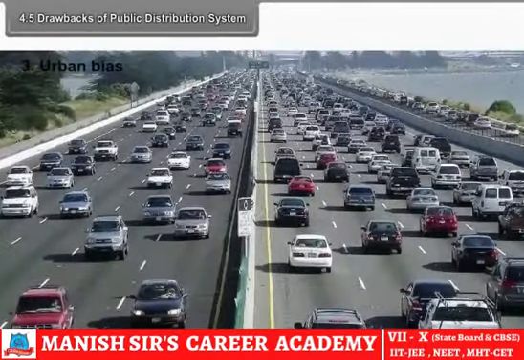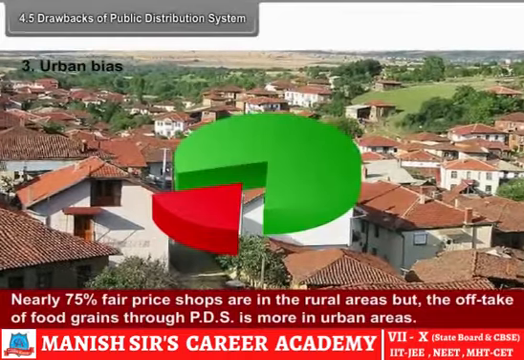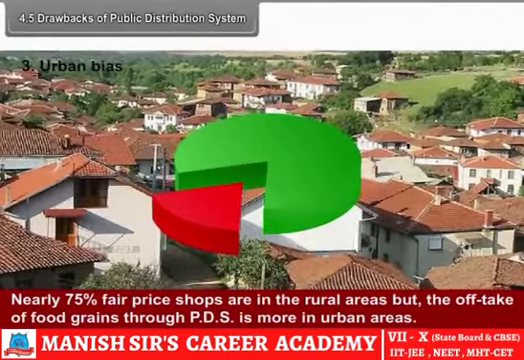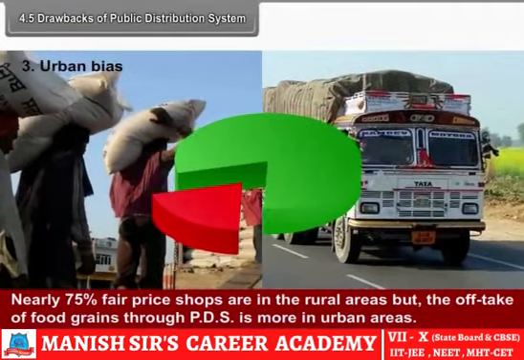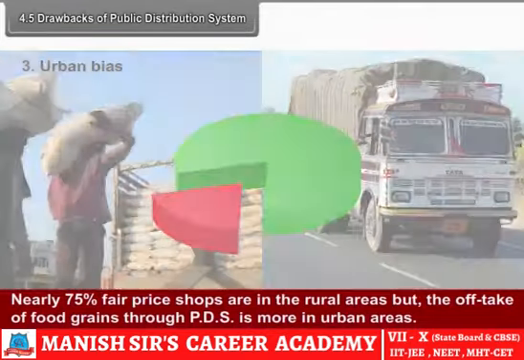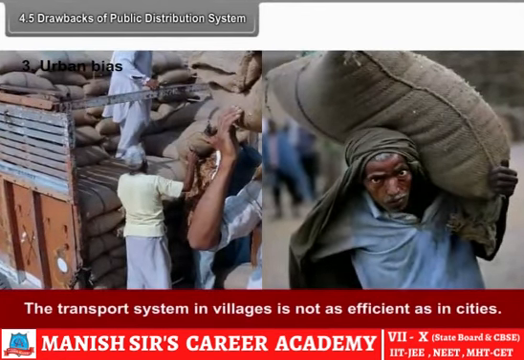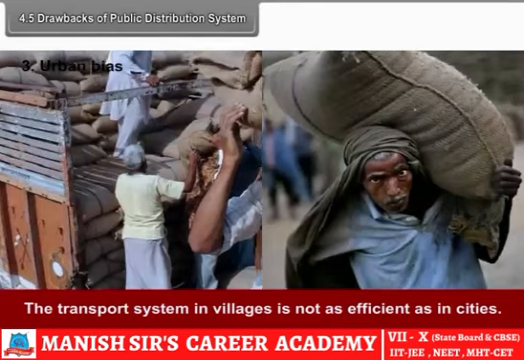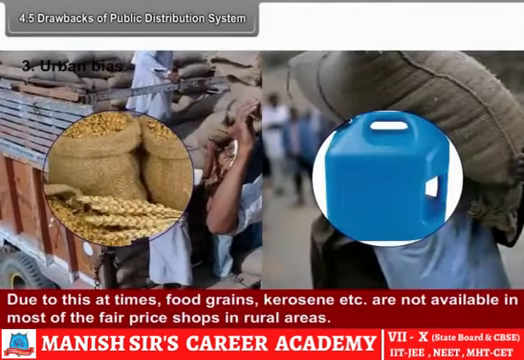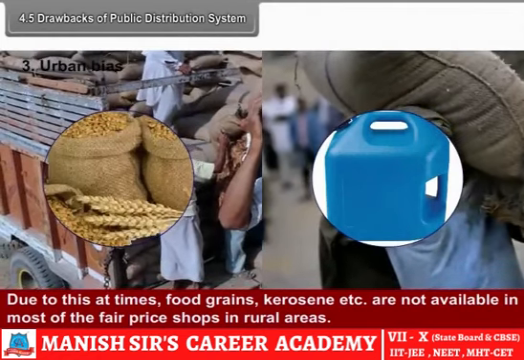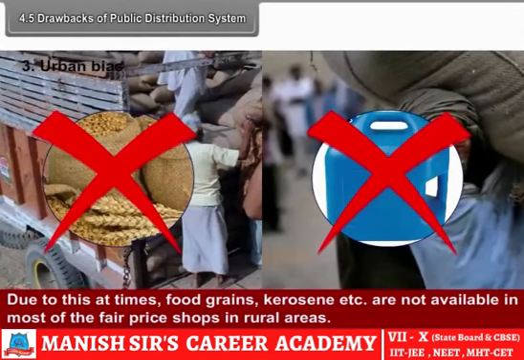3. Urban bias. Nearly 75% of fair price shops are in the rural areas, but the offtake of food grains through PDS is more in urban areas. The transport system in villages is not as efficient as in cities. Due to this, at times, food grains, kerosene, etc. are not available in most of the fair price shops in rural areas.